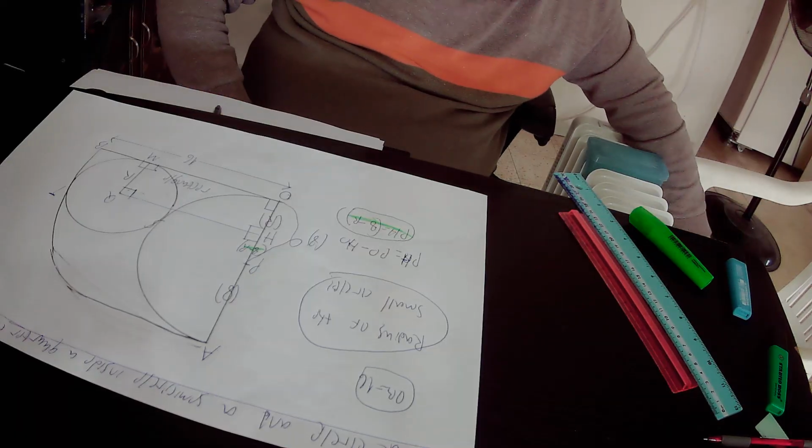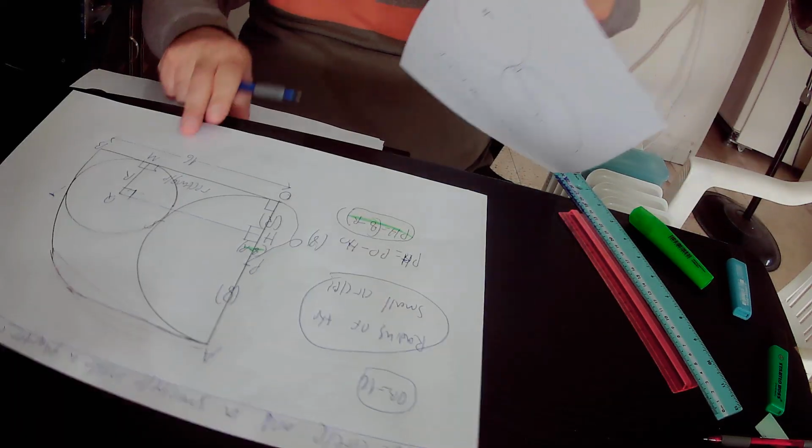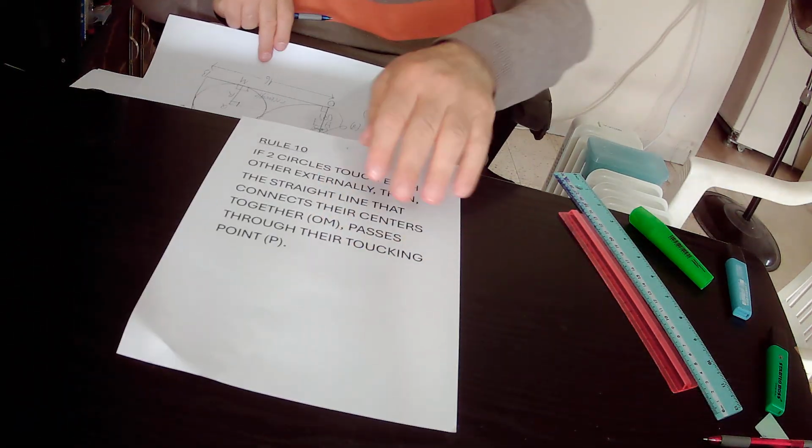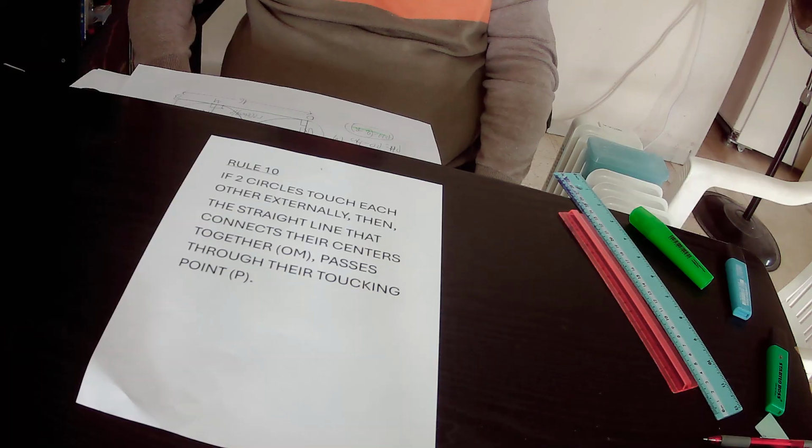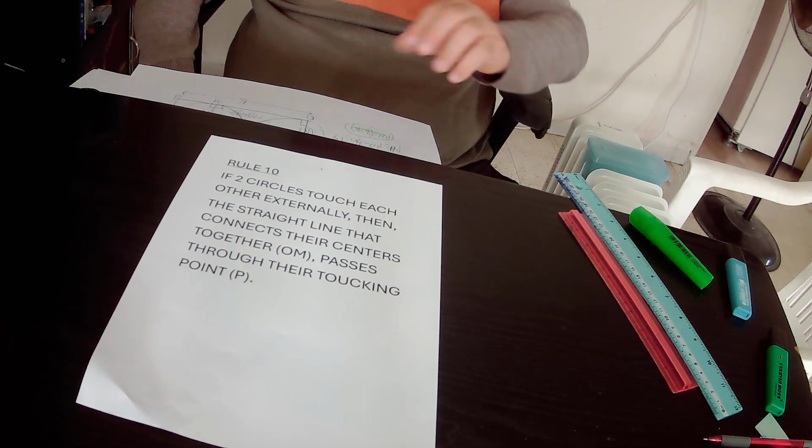We'll take rule 10. According to rule 10, if two circles touch each other externally, then the straight line that connects their centers together passes through their touching point.